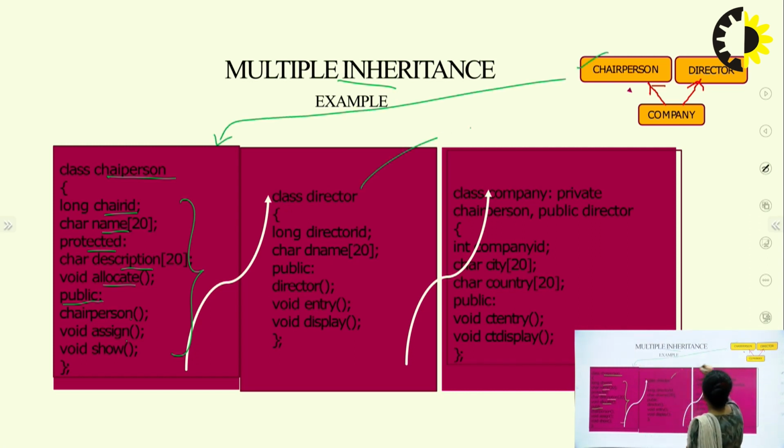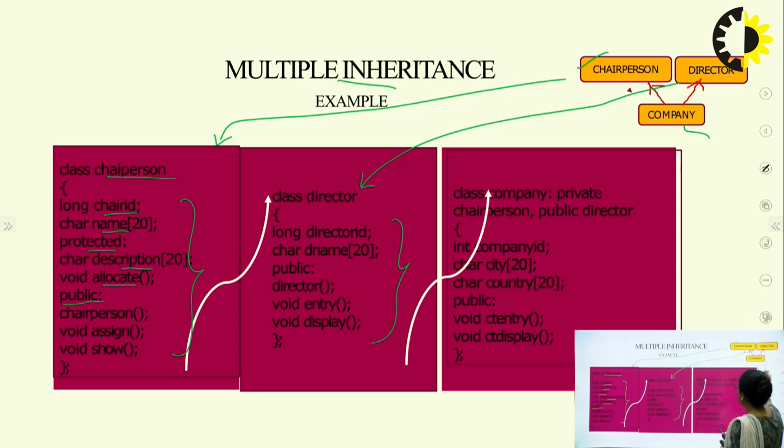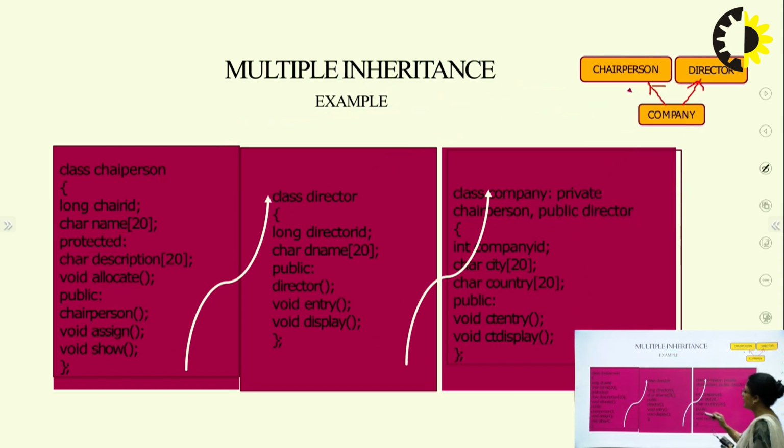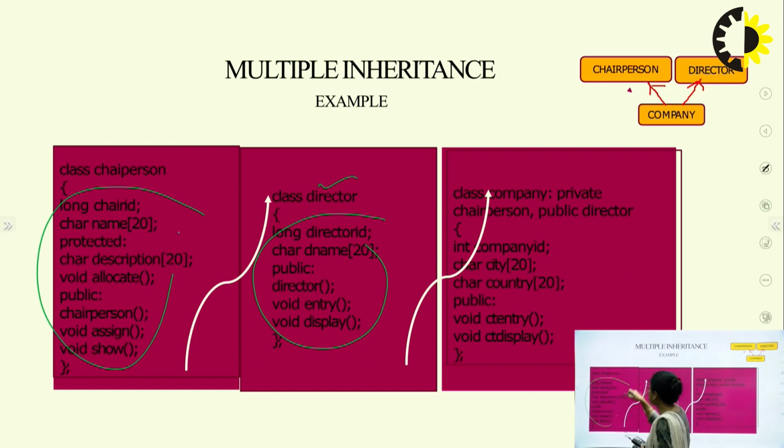We have a director class here, which is the body of the director class. And we have a company class, which is inheriting from chairperson and from director. The inheritance for chairperson is private inheritance, and the inheritance for director is public inheritance. And this is its own body, the own body of the company class. So, the summarization is that this is the body of the director class, the body of the chairperson class, and this is the body of the company class.